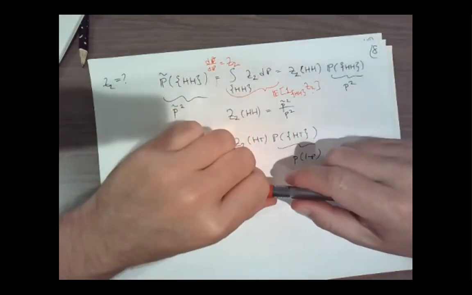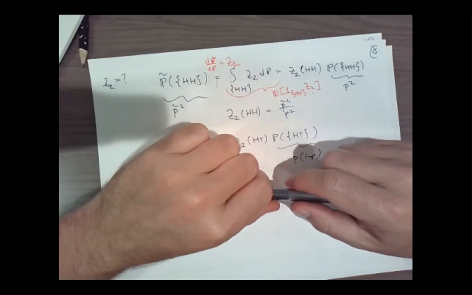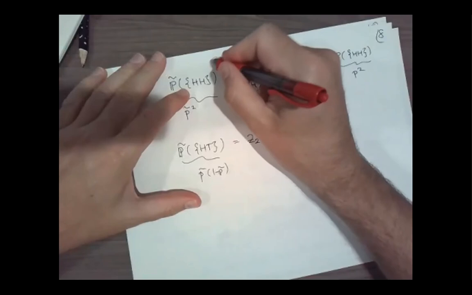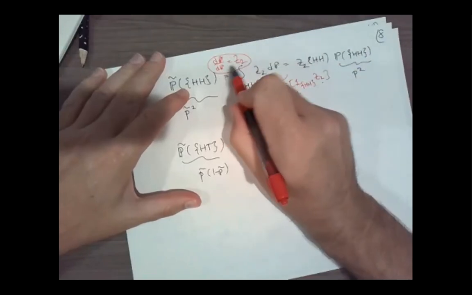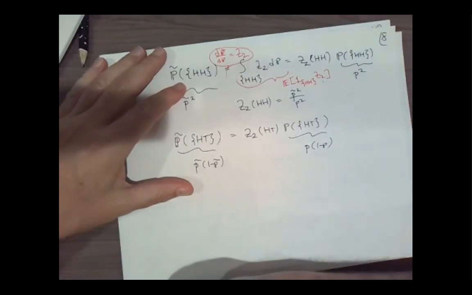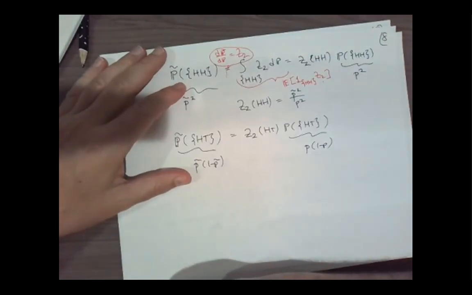Okay, I see. And it comes from the Radon-Nikodym. This comes from the definition. This one here is the Radon-Nikodym derivative, right? What does this symbol here mean? It means this equality there. Okay, I see. Thanks, Professor.